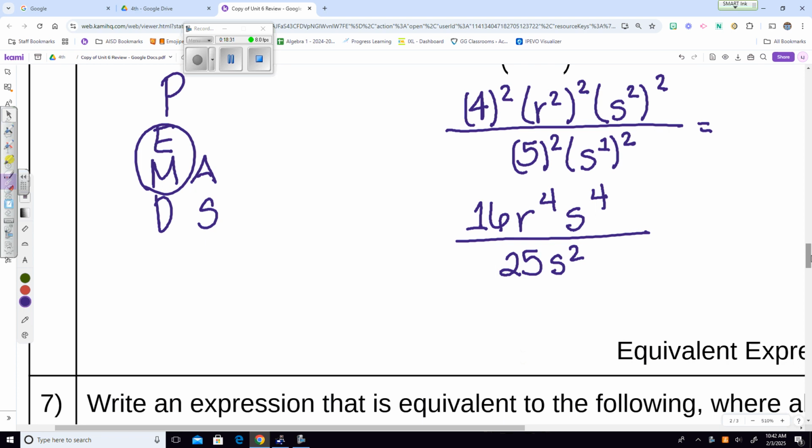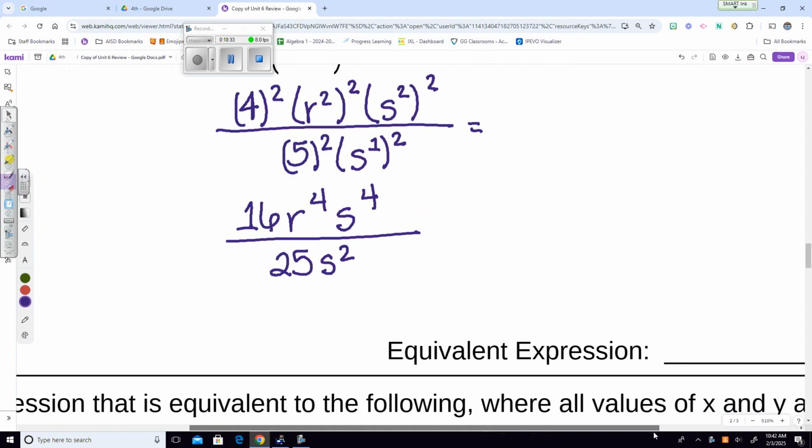All right, kiddos, can we do anything with the 16 over 25? Can we reduce it or anything? No. So it's still 16 over 25. We have r's in the numerator, but do you have them in the denominator? No. So it stays r to the 4th. And then for the s's, you have them in the numerator. Do you have them in the denominator? Yes. And what do you do with them? Subtract. So what's 4 minus 2? 2. You guys with me there? What questions do you have?